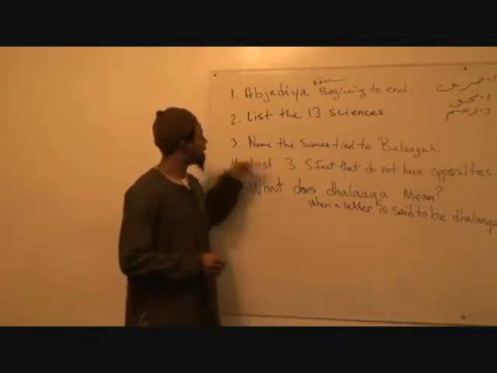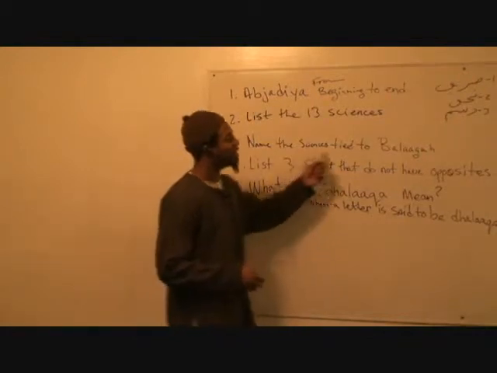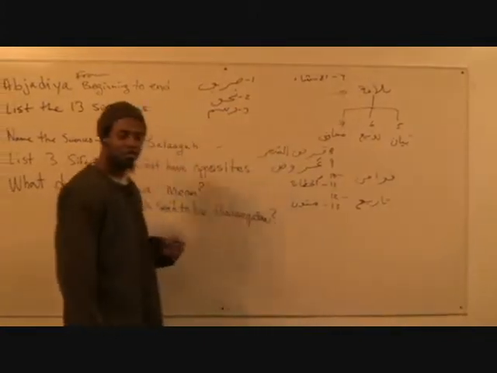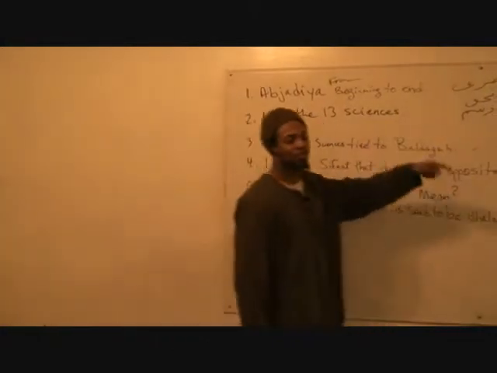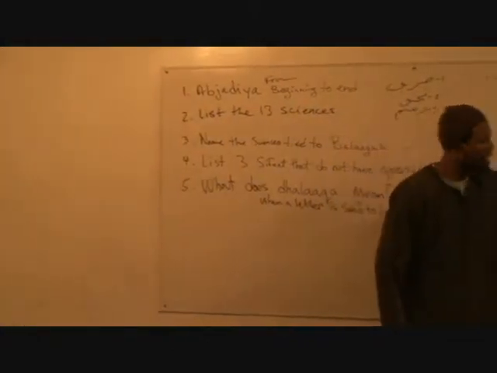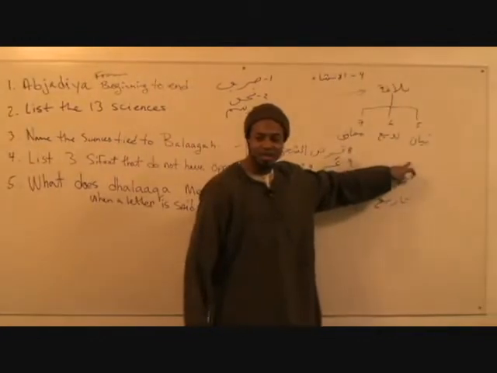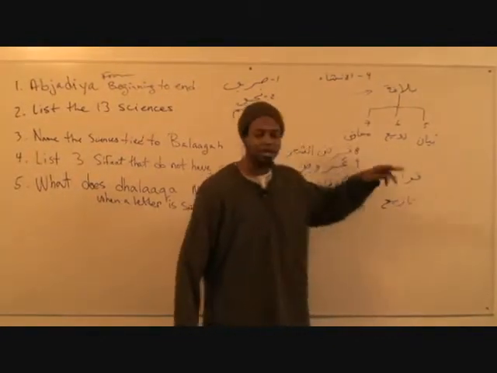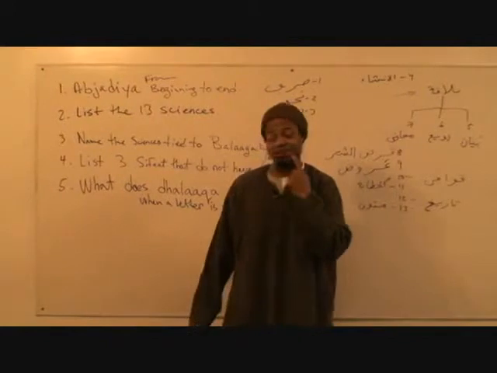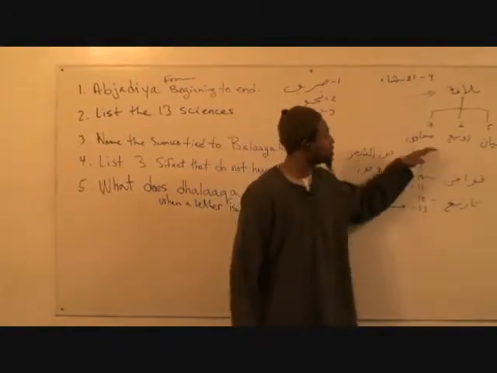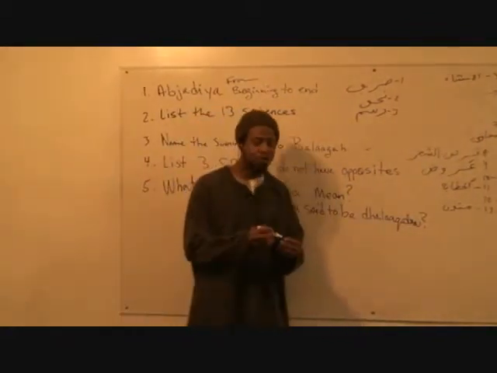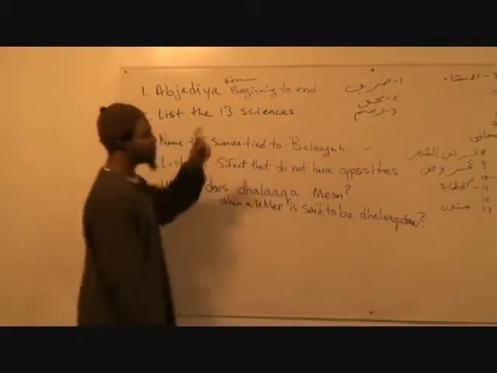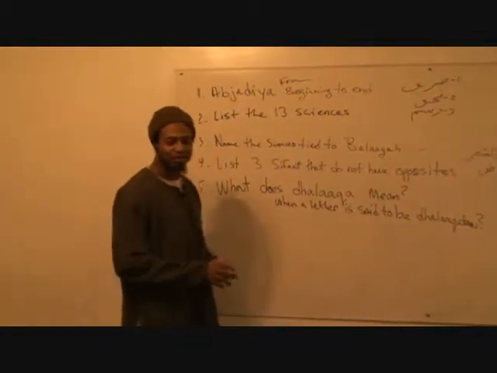All right, now, name the sciences tied to Balagha. I answered that. That's right here. Balagha has three sciences: Bayan, Badi'u, and Ma'ani. Next week your question is going to be to define these three. I told you all that before, but now I'm giving it to you again. You have it in your notes, defined in paragraph form. You don't have to look it up. What you're going to have to do is be able to articulate that without confusion. I can't wait till we get to Balagha. This is beautiful, you know?